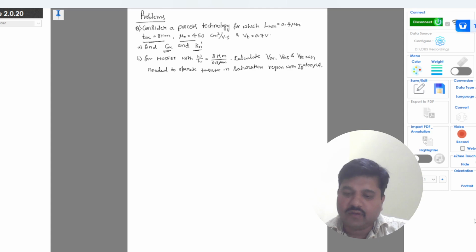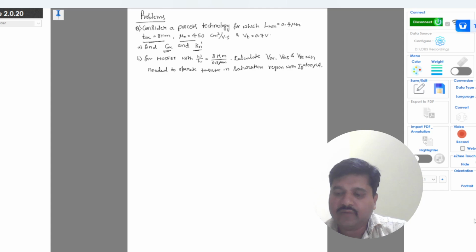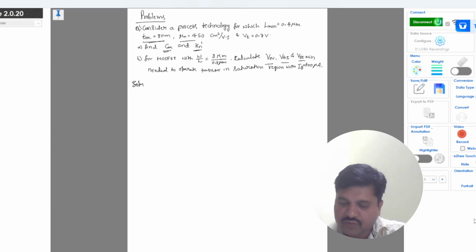And for the MOSFET given, now for the different MOSFET you need to calculate what is the overdrive voltage VGS and VDS minimum for which the transistor is operated in a saturation region of 100 microamps. Okay, so we will solve first for COX and Kn dash.